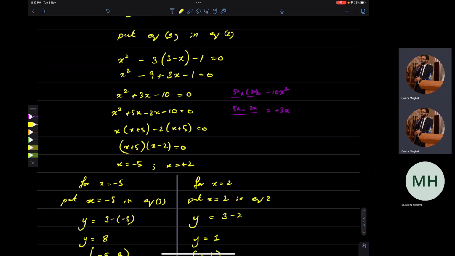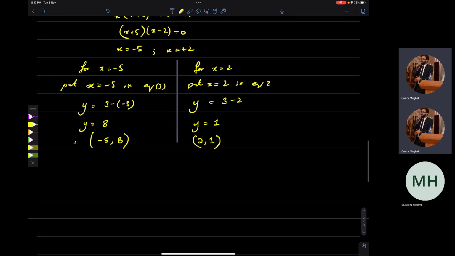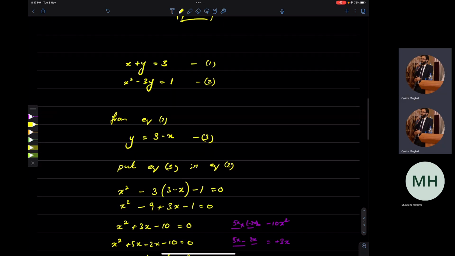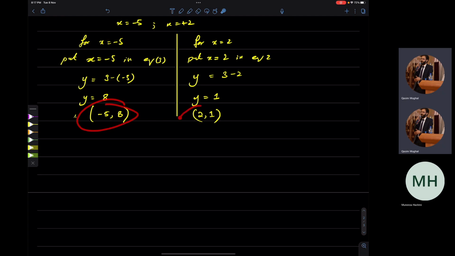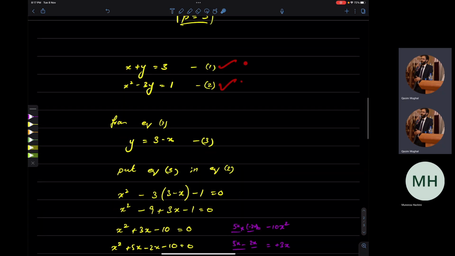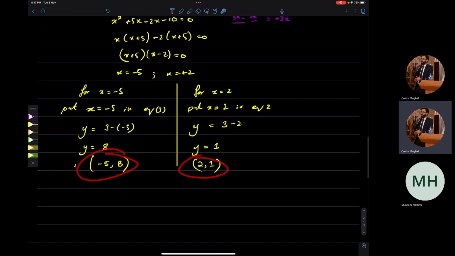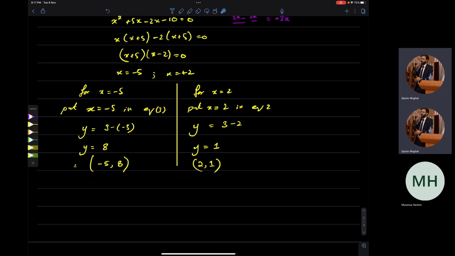ठीक हो गया? समझ में आया? यस सर. जी. in short, if you draw the graph of these two equations, these are the 2 points where the intersection is going to take place for both of these. Okay? Yes, sir. Acha, it didn't ask for the intersection point, but this is how it is going to be.